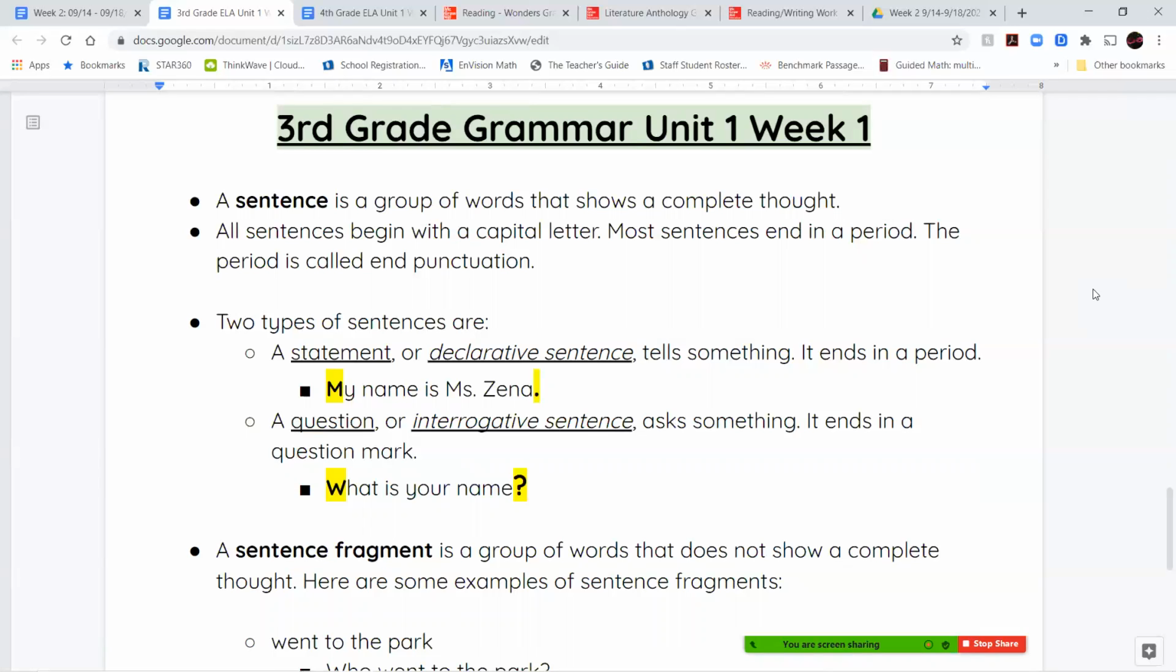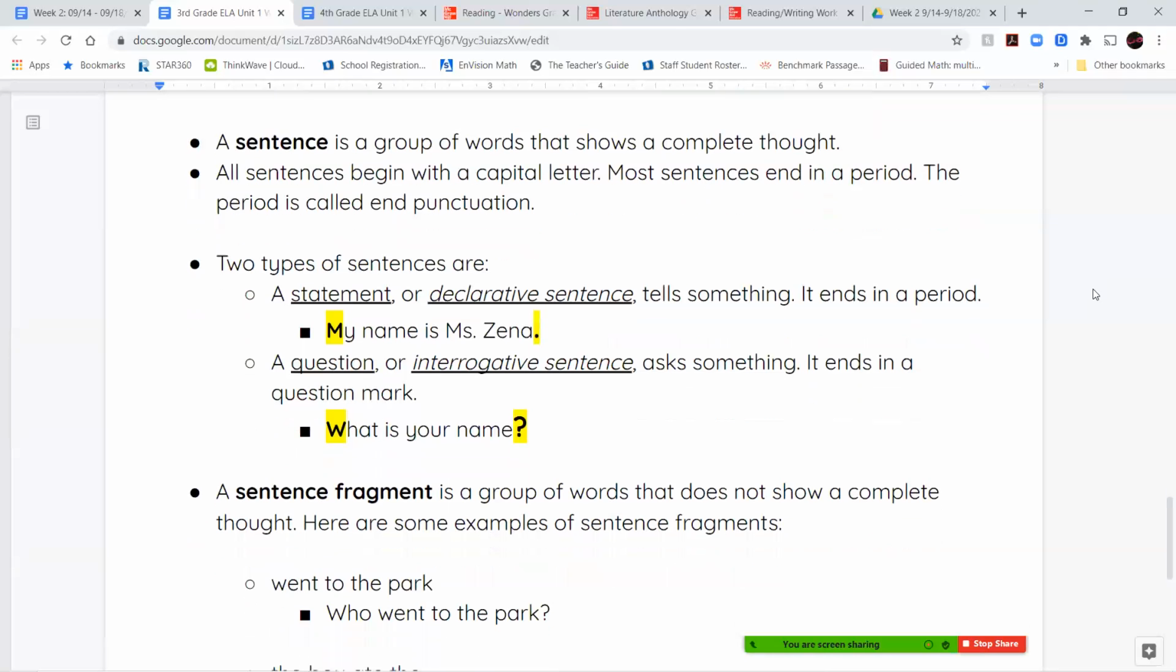If I tell you, my name is Miss Zaina, the M in my needs to be capitalized and it needs to end with a period. And I am telling you something. That makes it a declarative sentence. The second kind of sentence we're going to talk about is a question, which is also called an interrogative sentence. An interrogative sentence asks something and it ends with a question mark. So like all sentences, we begin with a capital letter. I can say, what is your name? It's going to end with a question mark.